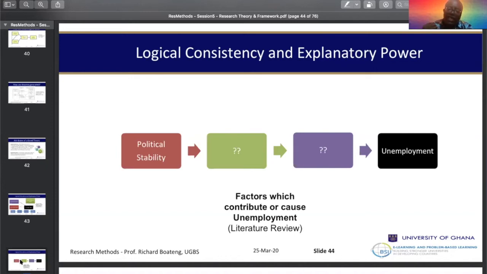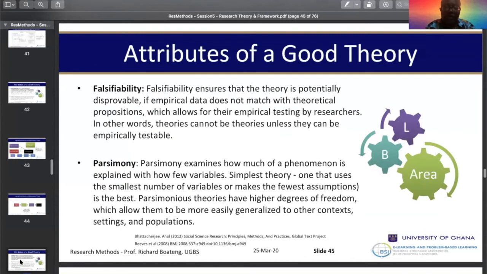Initially, just saying that political instability leads to unemployment means that you are collapsing all these other variables that could better explain how political instability leads to unemployment. But because you are just drawing arrows, you couldn't see that there could be other sub-variables or other related variables that come together to make political instability lead to unemployment. So these are the things I'm emphasizing on logical consistency and explanatory power. Another set of attributes of a good theory.